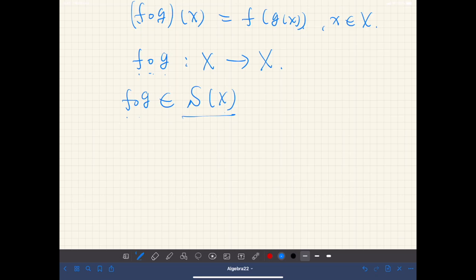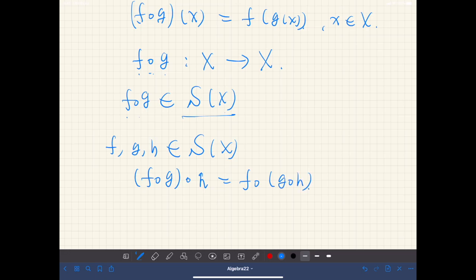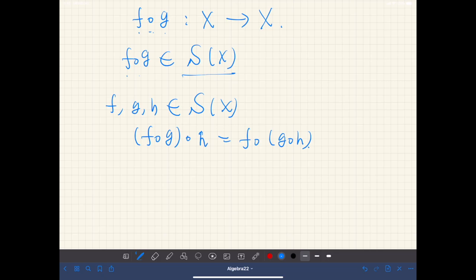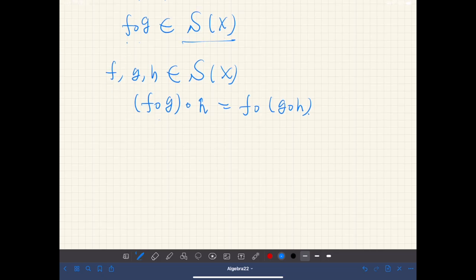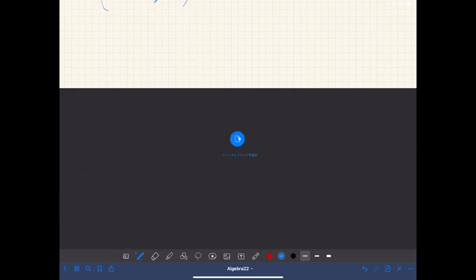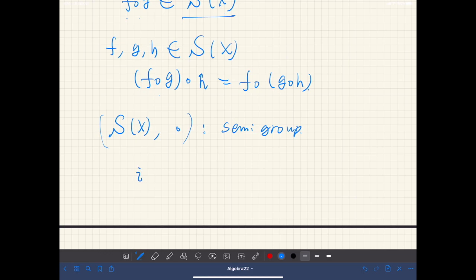And also, if f, g, h are elements of this set, then we have f after g after h is equal to f after g after h. So this holds. So this binary operation of function composition is associative. Therefore, this set S of X together with function composition is a semigroup. Actually, it is a monoid because there is an identity element.